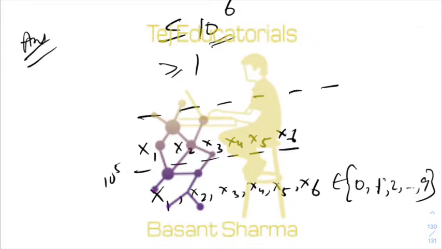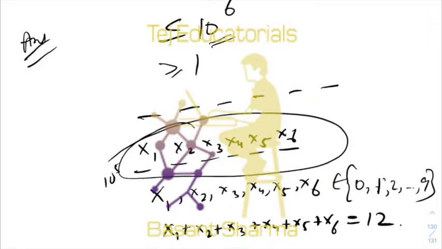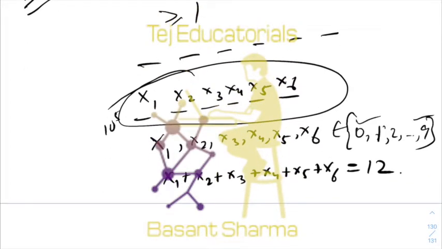We want x1 plus x2 plus x3 plus x4 plus x5 plus x6 to be equal to 12, because these are the digits. Any general number which has less than or equal to 6 digits can be written like this, and the sum of the digits I am given should be equal to 12. Each digit can take a value between 0 to 9.